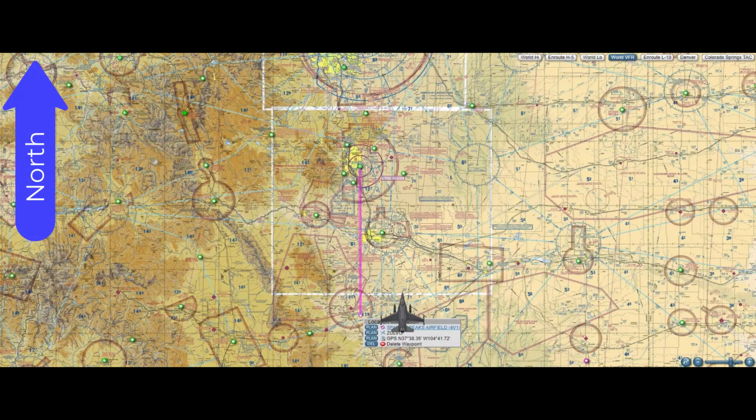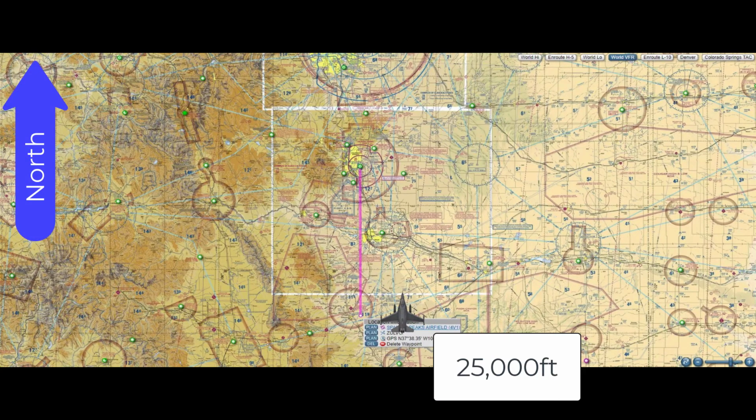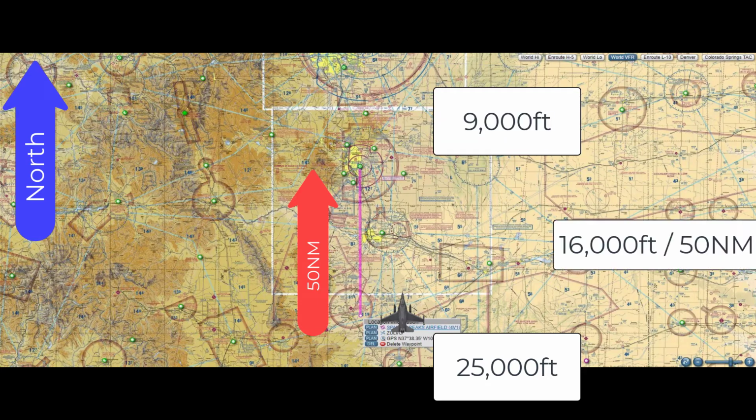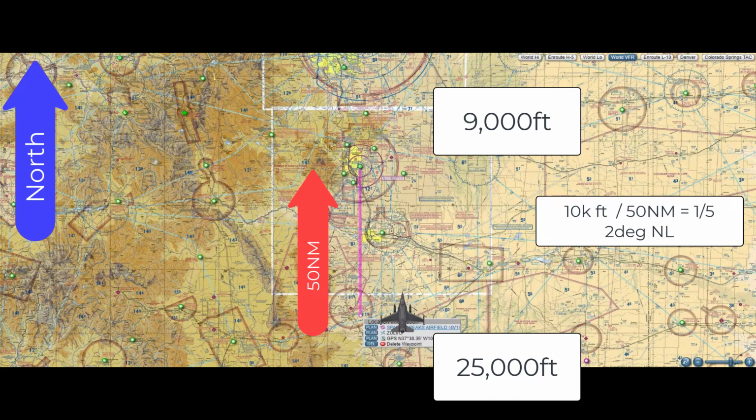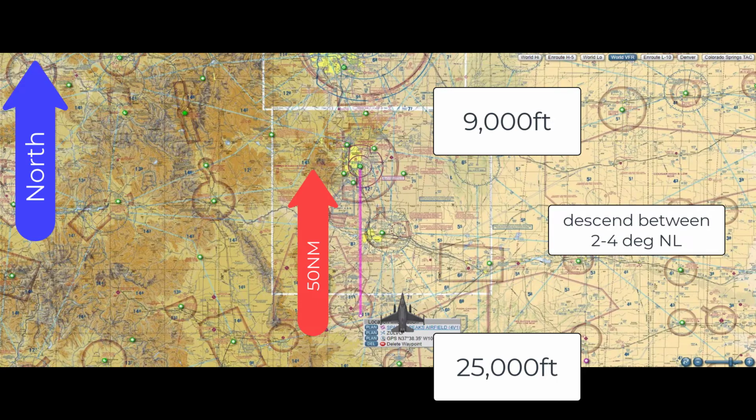So now let's say you're cruising around at 25,000 feet. You're 50 miles away from the Springs Airport, and you want to shoot the ILS to 17 left. Looking at the FAF altitude, it's 8,700 feet, so let's just make the math easy and call it 9,000 feet. So 25 down to 9 gives us about 16,000 feet and 50 miles to lose. Well, I know that 1/5 is going to get me 2 degrees nose low, and 2/5 gives me 4 degrees nose low. So a good efficient descent is going to be somewhere around 3 degrees nose low to get from 25,000 feet down to my FAF altitude from 50 miles away.